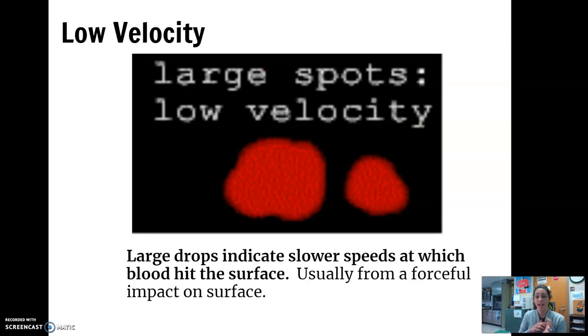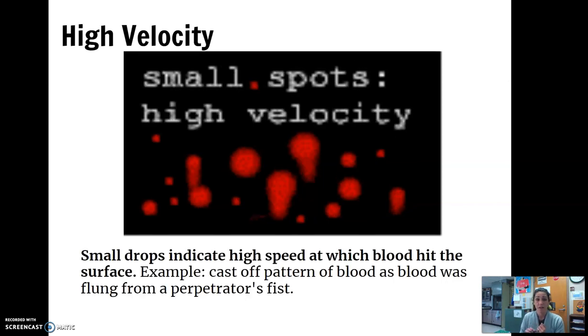How fast the blood is moving when it hits the surface is going to determine its shape also. The slower it's going, the more blood you're going to get in one spot, so you're going to get these larger spots like in this picture. Usually this is a really forceful impact and it's probably closer as well. Small spots are going to be a higher velocity, or a higher speed. So the smaller the droplets, the faster the speed. You're going to get probably your smallest blood drops from a gunshot spatter.